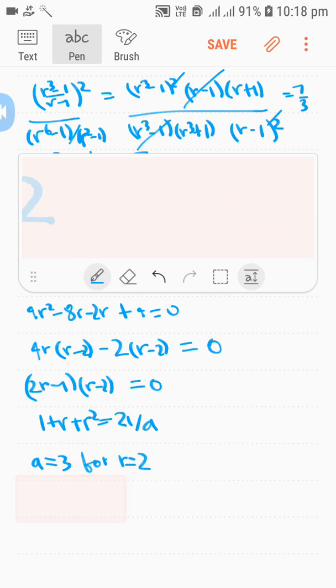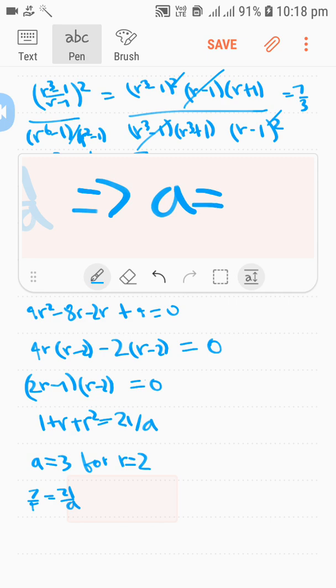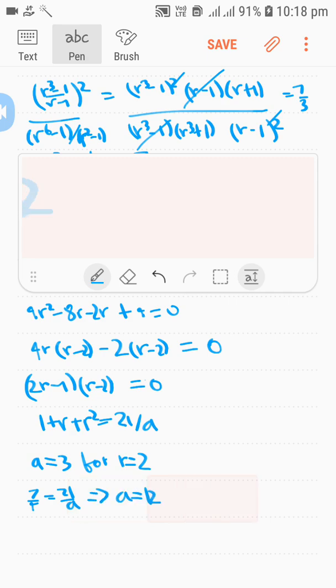And let's see what happens when r is equal to half. You get almost the same thing. You get 7 upon 4 is equal to 21 upon a. So you would get a equals 12. Nice. a is equal to 12 for r equals half.